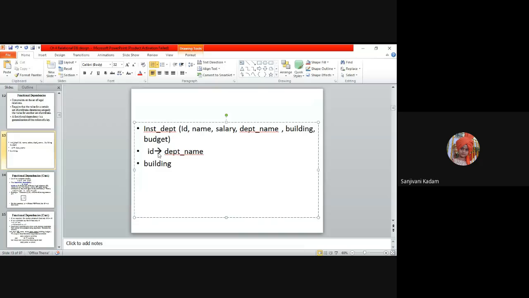Now, building. On which attribute might this be dependent? Right now, my ID is the primary key. So, do you think that the building name might be dependent on the ID? Do you think the building name is dependent on the ID, or is the building dependent on the department name? On which attribute is building name dependent?